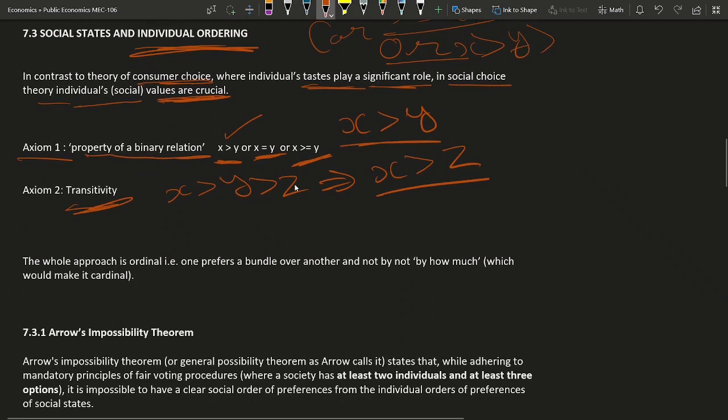This whole approach is ordinal. We are only dealing with the orders of their preferences. One prefers a bundle over another and not how much, because going into how much will make it cardinal. So we are only considering the ordinal case.